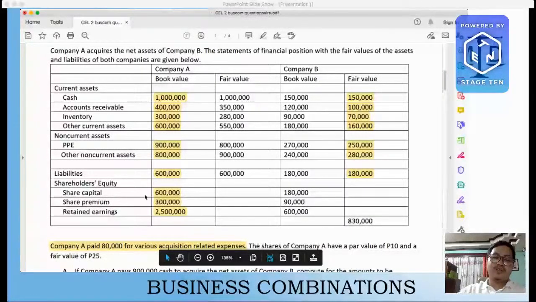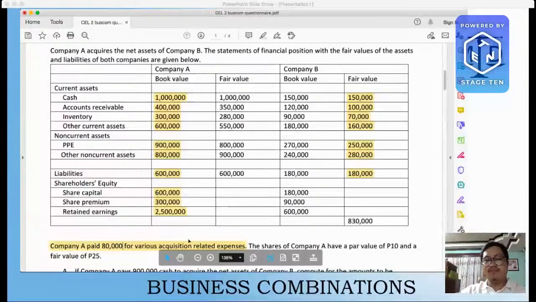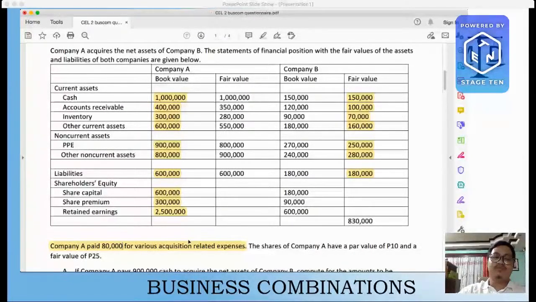Do not just simply adopt the amounts reported or shown in the problem. Why? Because the shareholders' equity accounts presented in the problem are the amounts immediately before the combination. And the problems will ask you for the amounts to be reported in the financial statements immediately after. Since the given information is for immediately before, it has not yet taken into account the resulting expenses related to the combination. Okay.